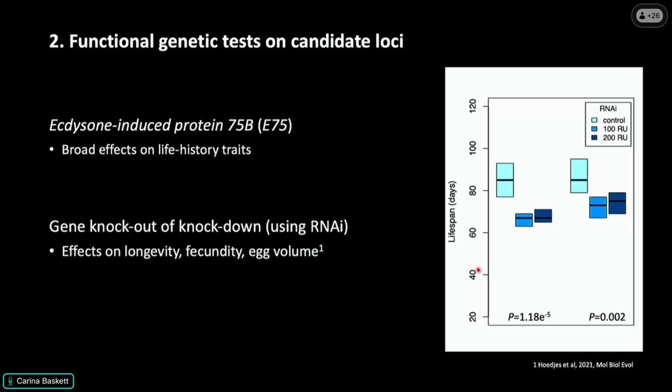And in this study, I used an inducible transgenic system, and using RU, this is a drug that you can use to induce RNAi. So when you feed the RU drug, you turn on the system, and then you downregulate your gene, and then we saw effects on longevity, but we also saw effects on fecundity and egg volume. So this was encouraging because we found a gene, and it turns out it can actually play a role in the phenotypes that we're interested in.